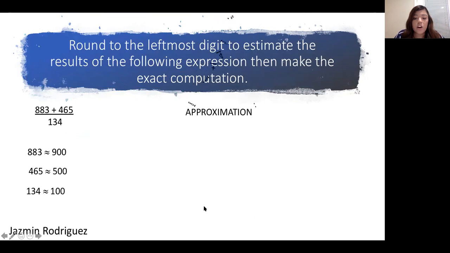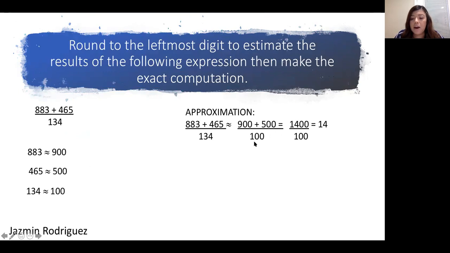We have that our approximation is going to be 900 plus 500 divided by 100. And when we do that, we get 14. So our approximation is going to be 14.